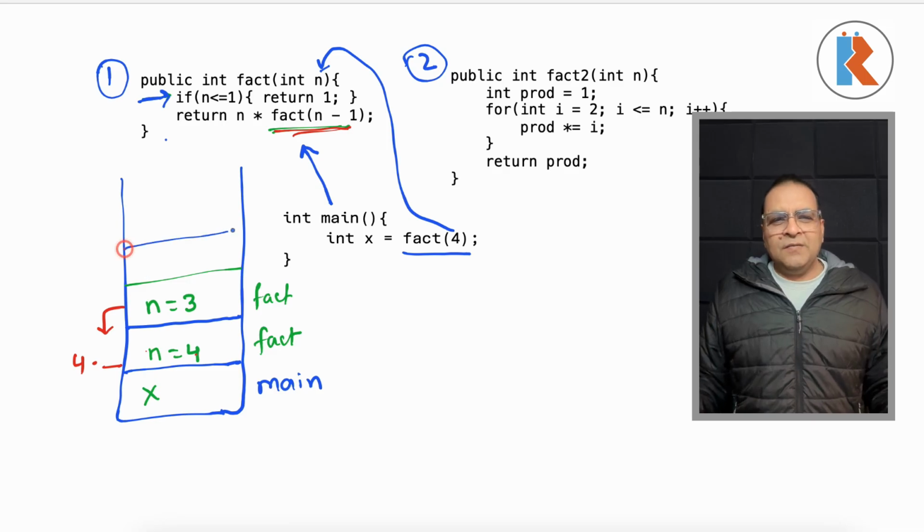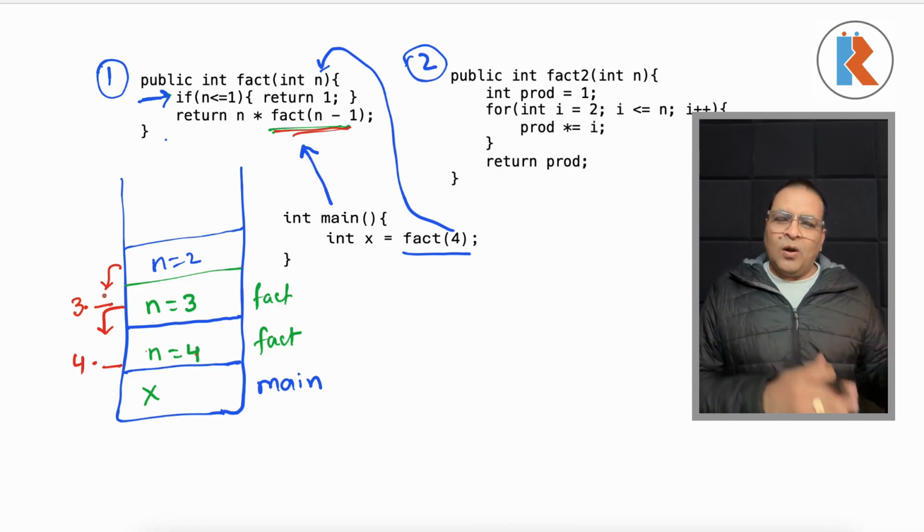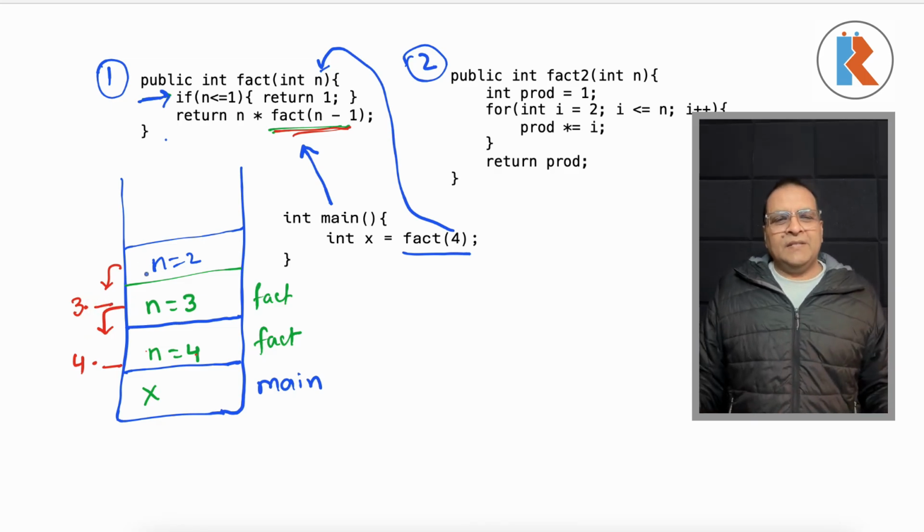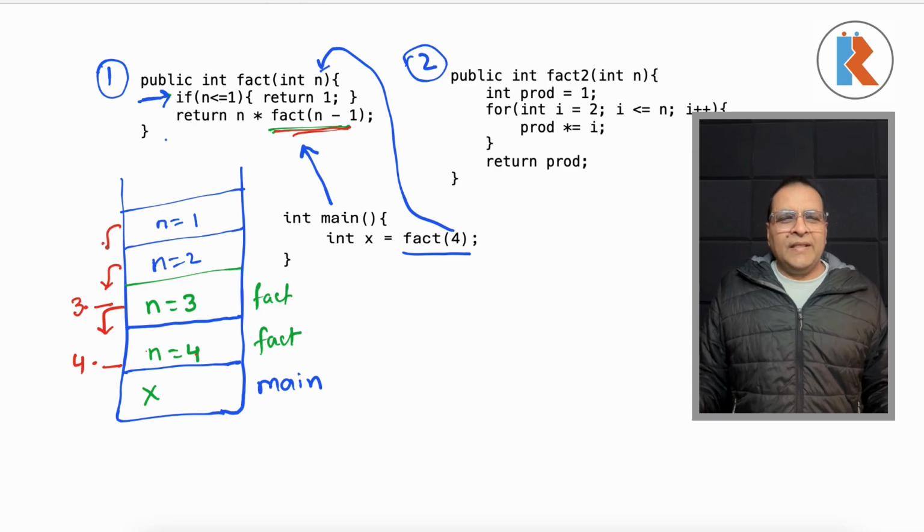So this function will also call the same function for n equal to 2, and whatever this function returns, it will then multiply that return value with 3 and then return it to the calling function. The same thing will happen inside the function where n is 2. It will first call the function for n equal to 1, and whatever this function returns, it will then multiply that with 2 and return it to the calling function, which is the function where n is 3.